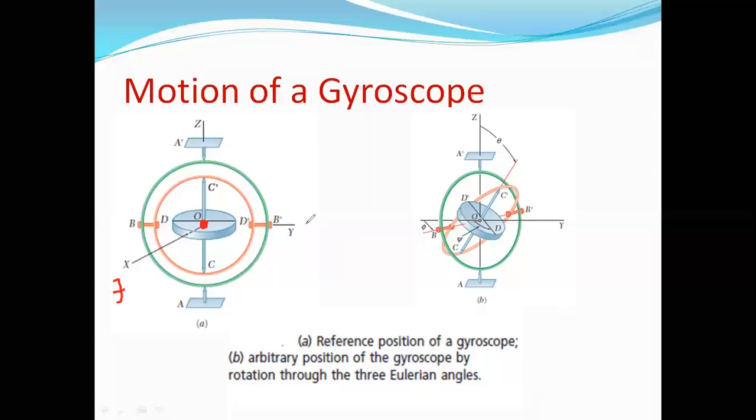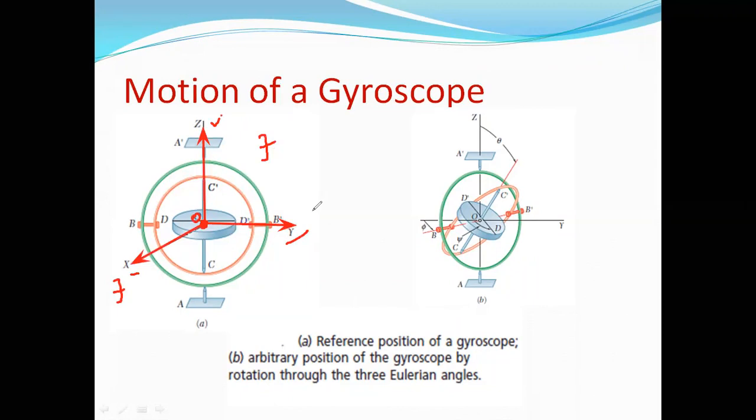I'm repeating, as far as the gyroscope ground frame of reference is concerned, we assume it has this as its x-axis, this as its y-axis, and this as its z-axis, and its origin is certainly at the center of this disk. So this x, this y, and this z denote what we call the ground frame of reference.